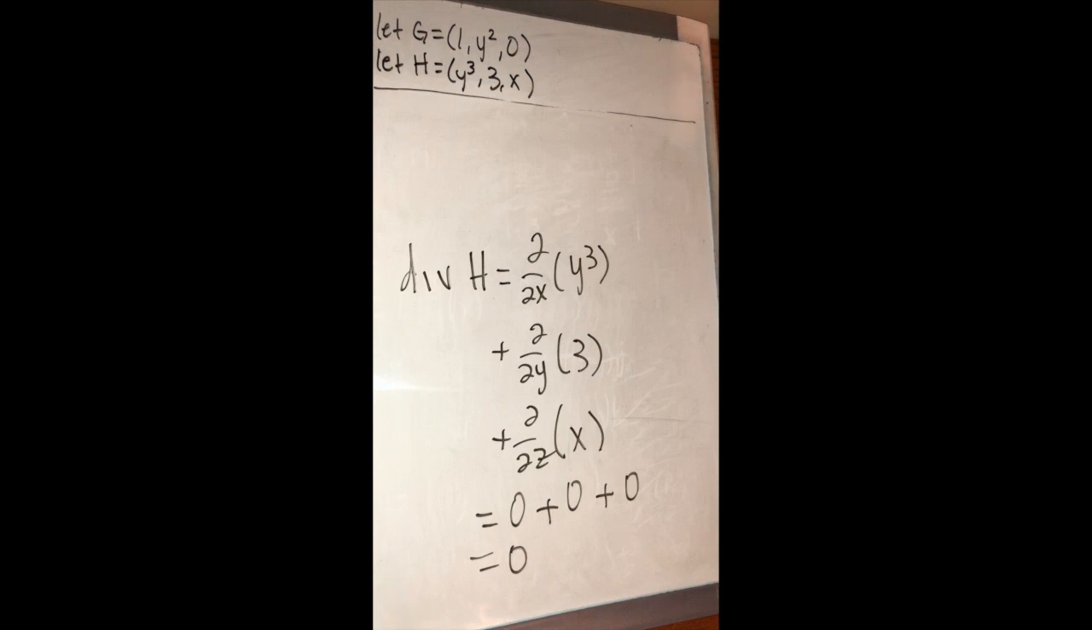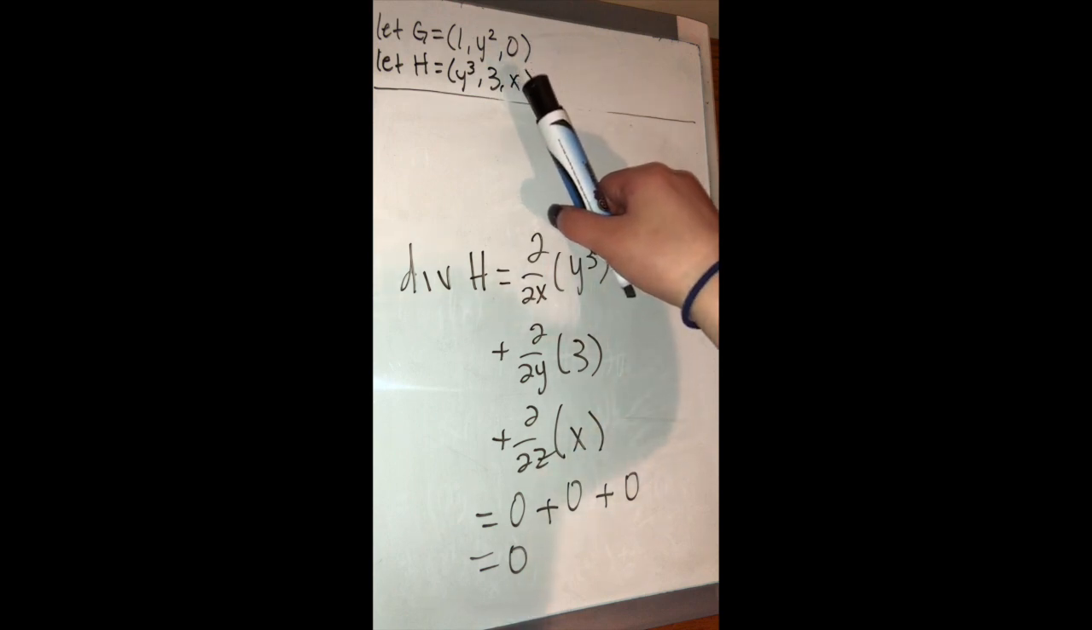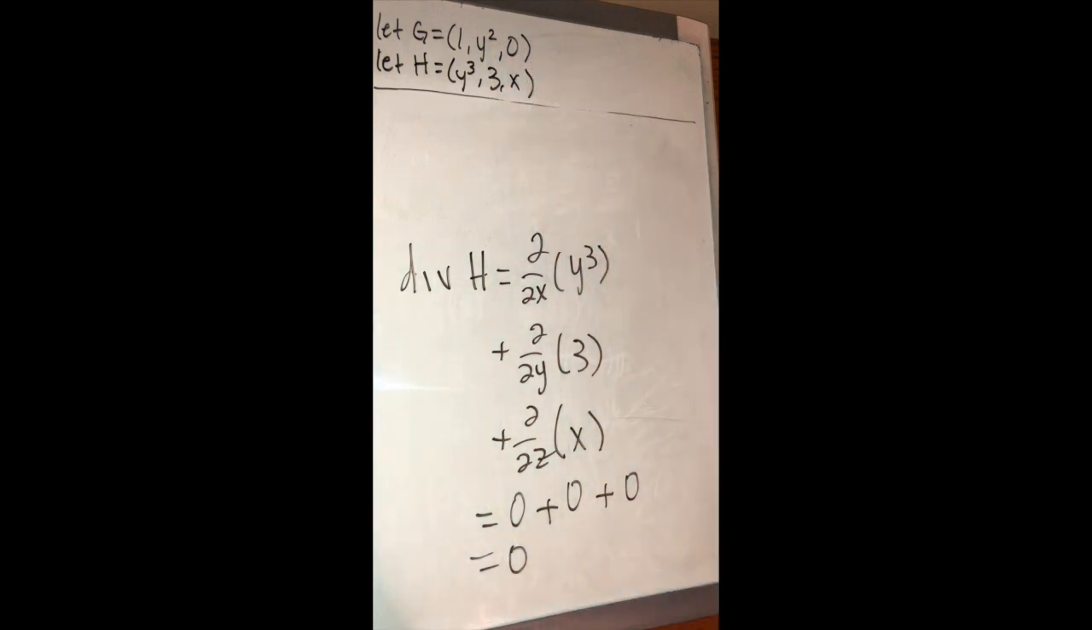So all we've done in this video is define what it means for a vector field to be irrotational or incompressible, prove that G is irrotational and not incompressible, and prove that H is not irrotational but incompressible.